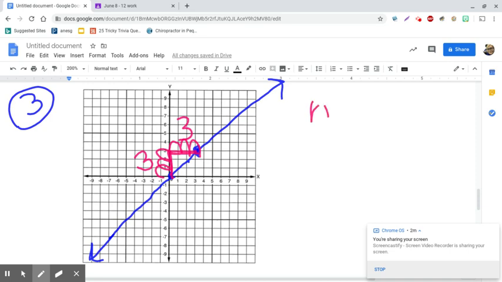So it's always rise over run. I went up 3 and I went over 3. 3 divided by 3 is 1, so my slope should be 1. So if I go up 1 over 1, do I hit a point? Yes. Up 1 over 1, do I hit a point? Yes.